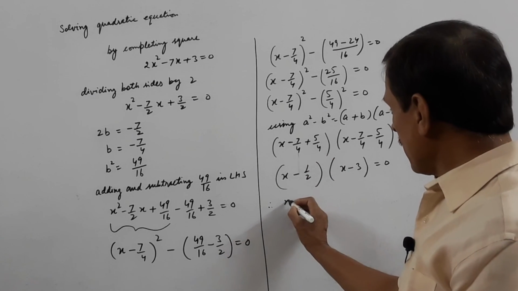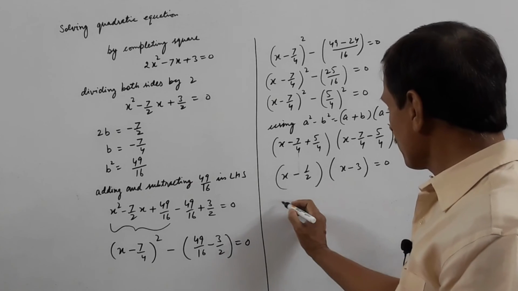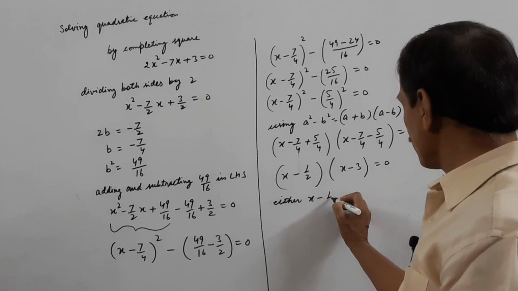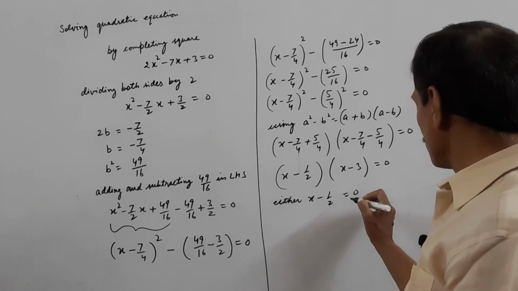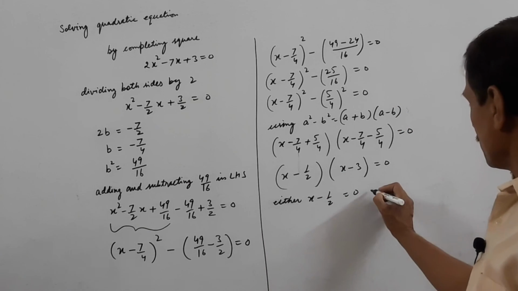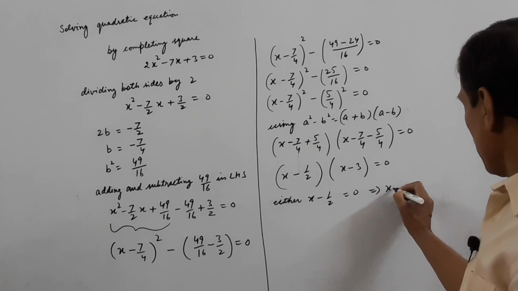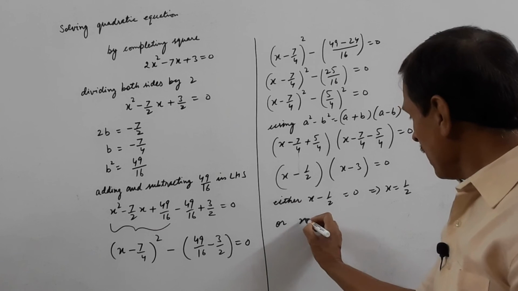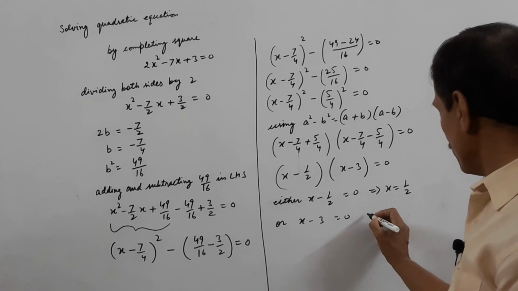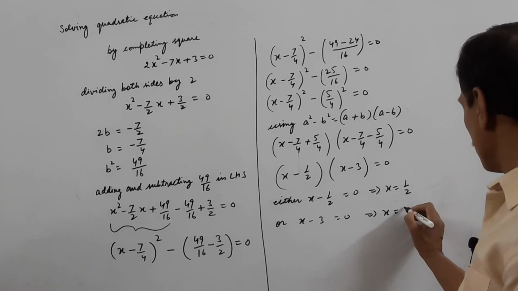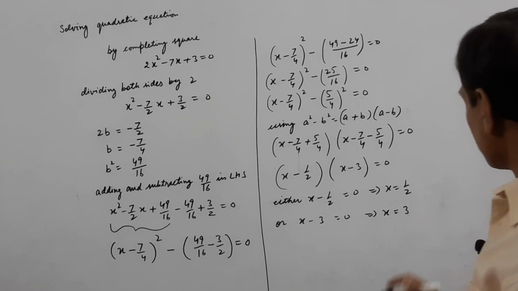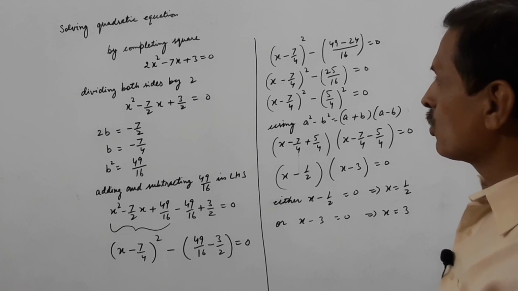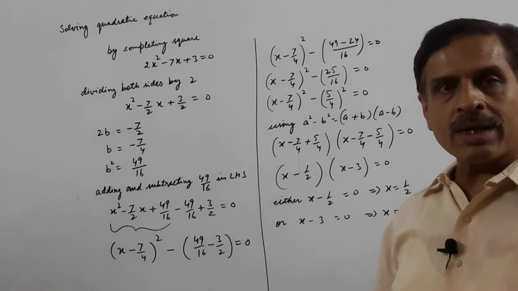Therefore, either x minus 1 upon 2 is equal to 0 implies x is equal to 1 by 2, or x minus 3 is equal to 0 implies x is equal to 3. Thus x is equal to half and x is equal to 3 are the two zeros of this quadratic equation.